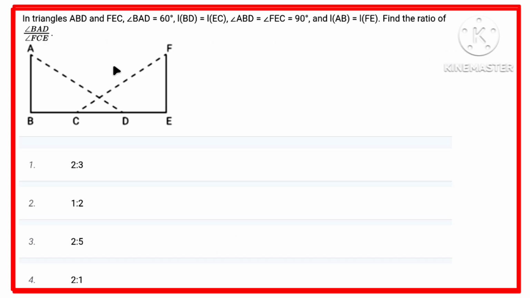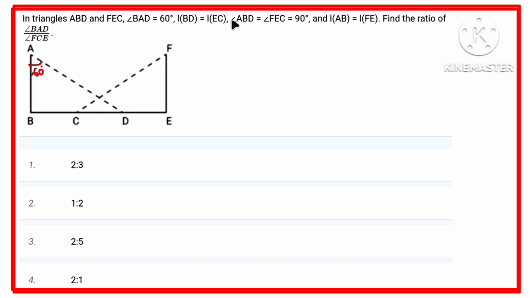My dear students, I find many of you have skipped this particular question. Let us learn the easiest trick to solve this. Here it is given in triangles ABD, means this particular triangle, and FEC, means this particular triangle, angle BAD is 60 degree. BAD means this one is given to be 60 degree. And line BD, means this particular line, is equal to line EC, means this one is equal to this one, lengths are the same.